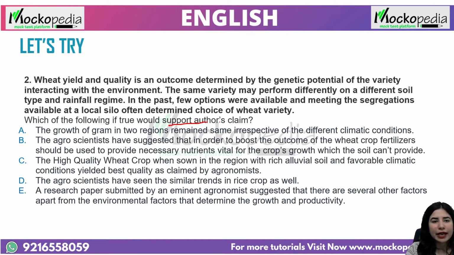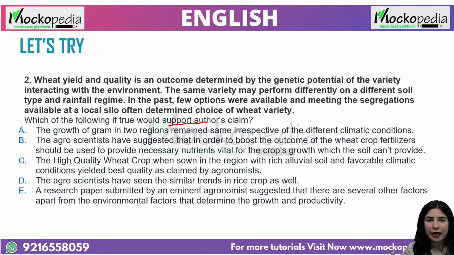Now let's take a look at the argument. Wheat yield and quality is an outcome determined by genetic potential of the variety interacting with the environment. The same variety may perform differently on different soil type and rainfall regime. In the past, few options were available, and meeting the segregations available at a local silo often determined choice of wheat variety. So they are suggesting that it is just not wheat yield, but there are other factors also that are responsible for the type of yield, for the quality of yield that we are going to get.